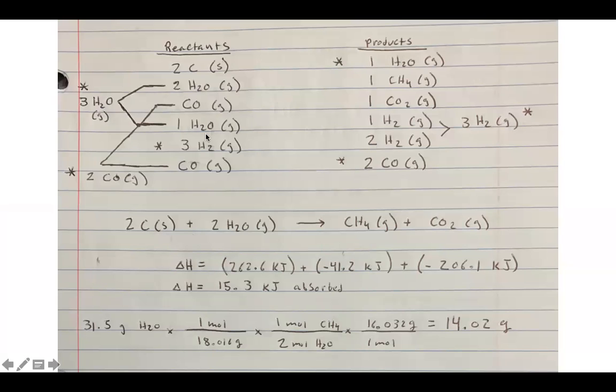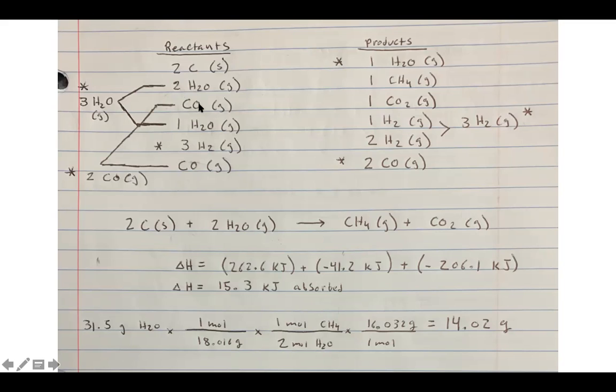Here's kind of like a list. I'll get to that in a second, but if you were to cancel things out, this would be the overall equation you get at the end, which you'll notice is identical to the goal reaction they asked you to get. And so to get your answer of what your delta H is, it would be equal to the delta H's of all your manipulated reactions. So if you look, these are the delta H's after the manipulations, and your delta H comes out to positive 15.3 kilojoules, which means 15.3 kilojoules was absorbed. Positive means it's absorbed. And if you wanted to do the math for 31.5 grams of water, it would go to 14.02 grams of methane.